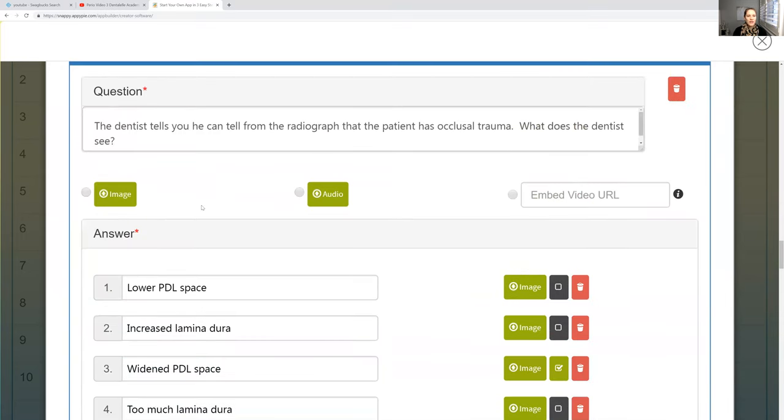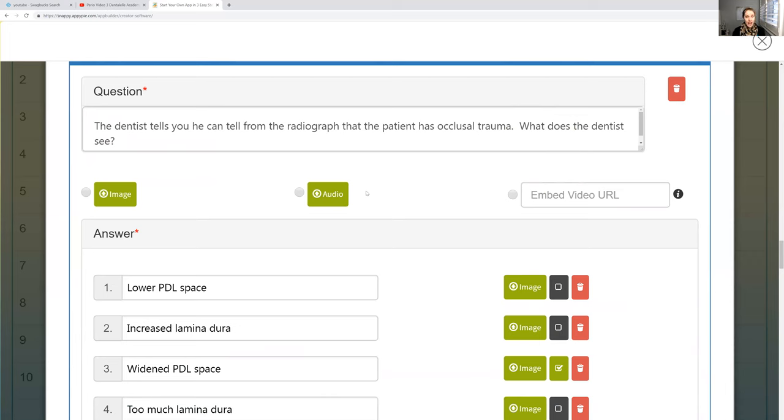The dentist tells you that he can tell from the radiograph that the patient has occlusal trauma. What does the dentist see? So when the dentist is looking at the x-ray saying, I see occlusal trauma, you might be going, what are they talking about? And then the patient might ask you afterwards, what was the dentist talking about? You don't want to say, I couldn't tell you.